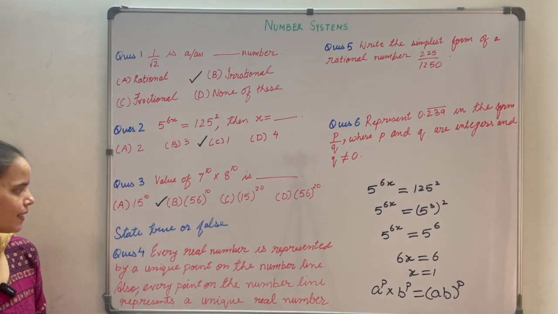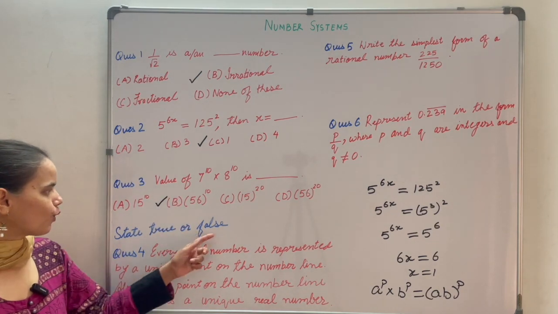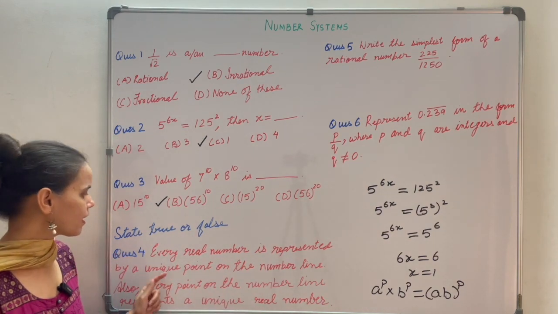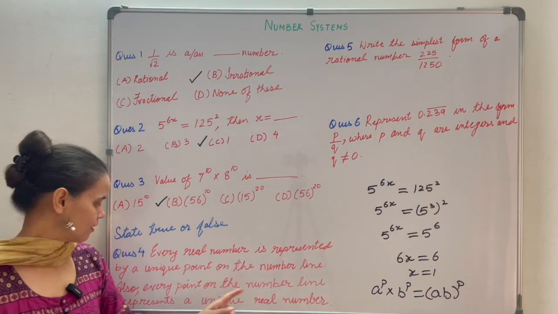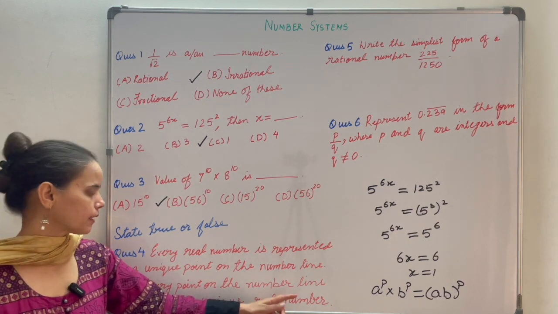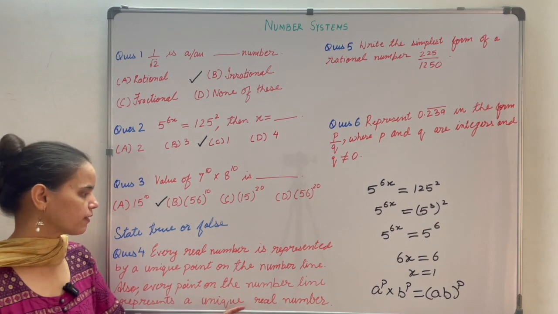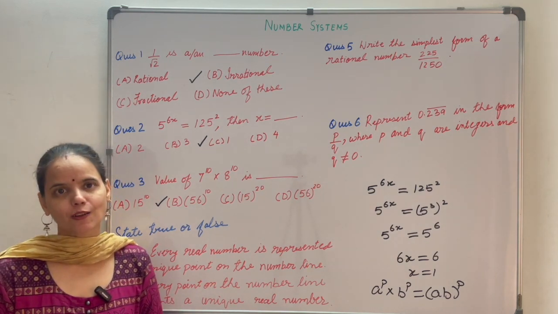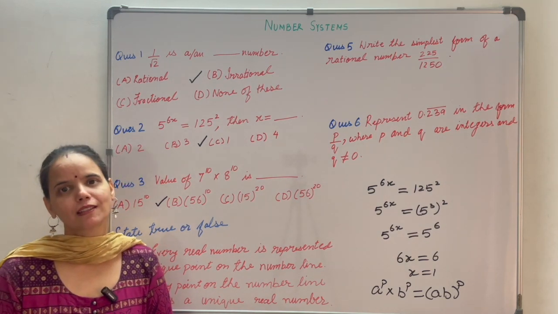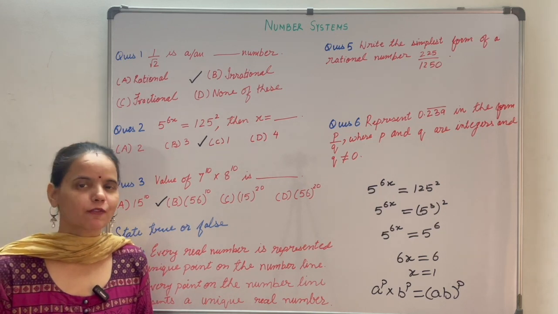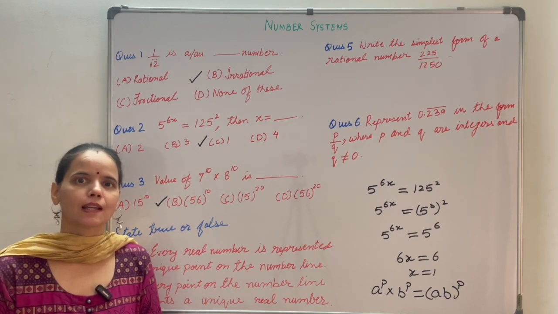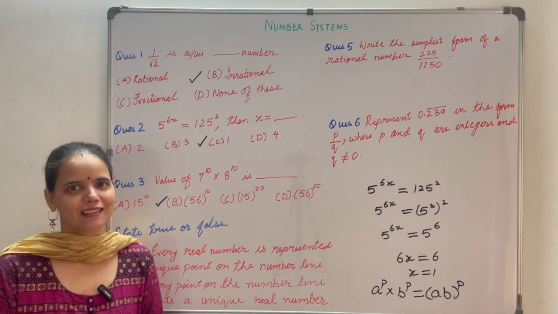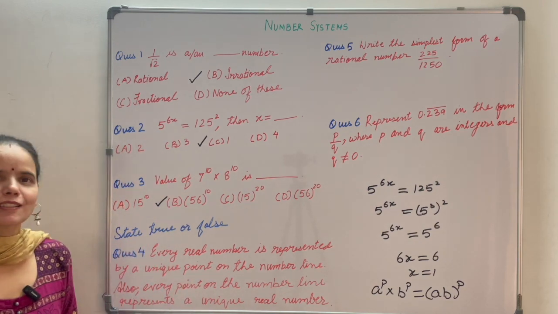Now let us take the next question. State true or false. Every real number is represented by a unique point on the number line. Also, every point on the number line represents a unique real number. That is true. Every real number has got a unique representation on the number line. Or the same thing we can say in other words, that every point on the number line represents a unique real number. So this is true.